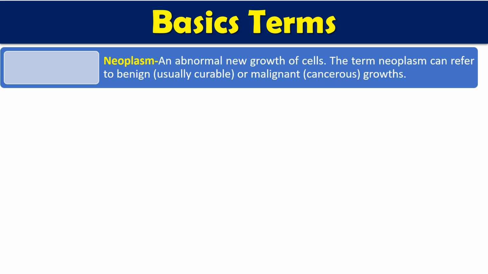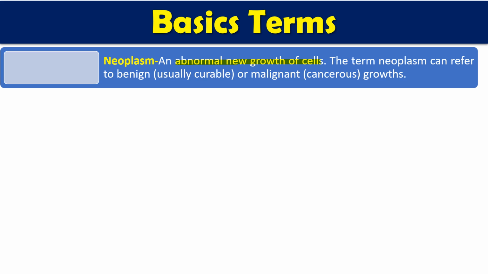First term is neoplasm. Neoplasm means any abnormal growth of new cells. Whenever a cancer happens, it forms a tumor or granuloma, a deposition of many abnormally growing cells, and it will give you swelling-type features. That is called a neoplasm. So new growth of abnormal cells is called a neoplasm.